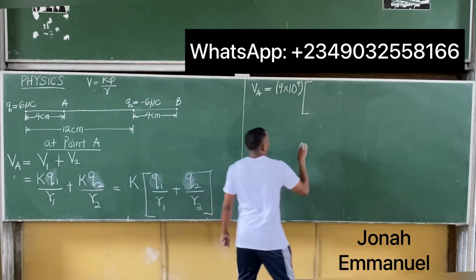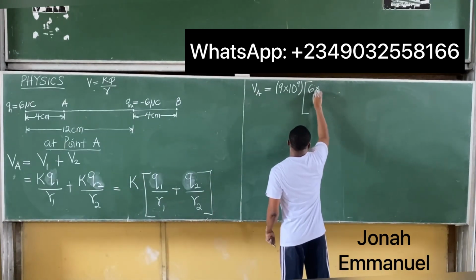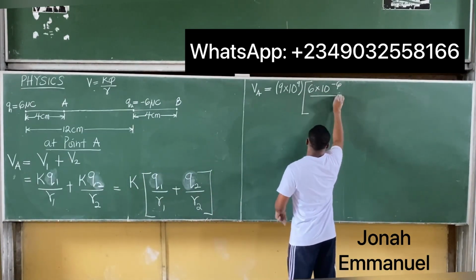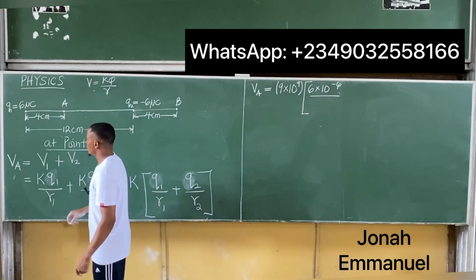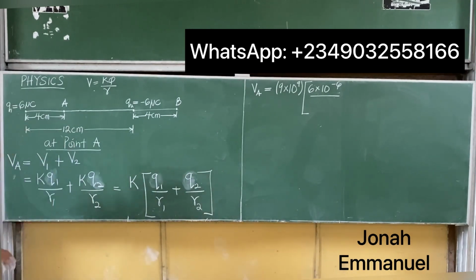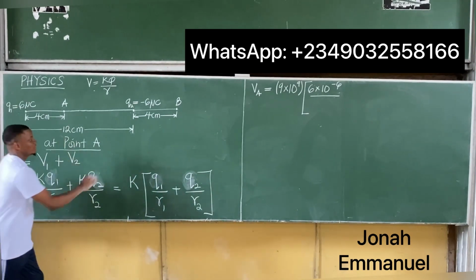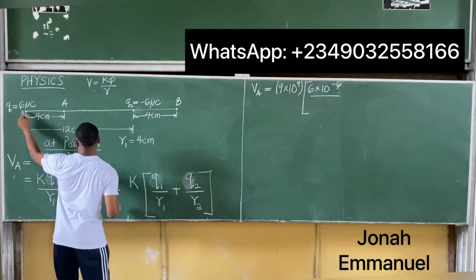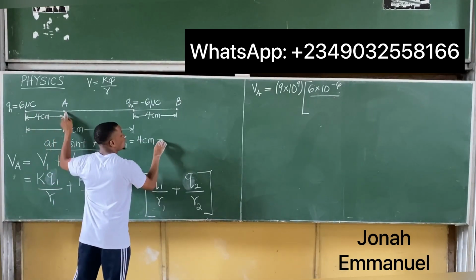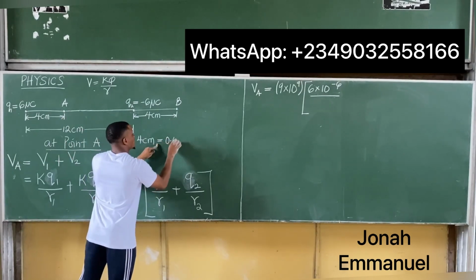Q2. All right. So it becomes 6 micro, 6 times 10 to the power minus 6 all over. What's the distance there, please? What's R1? No, it cannot be 4. 4 cm. So R1 is equal to 4 cm, the distance between Q1 and this point.